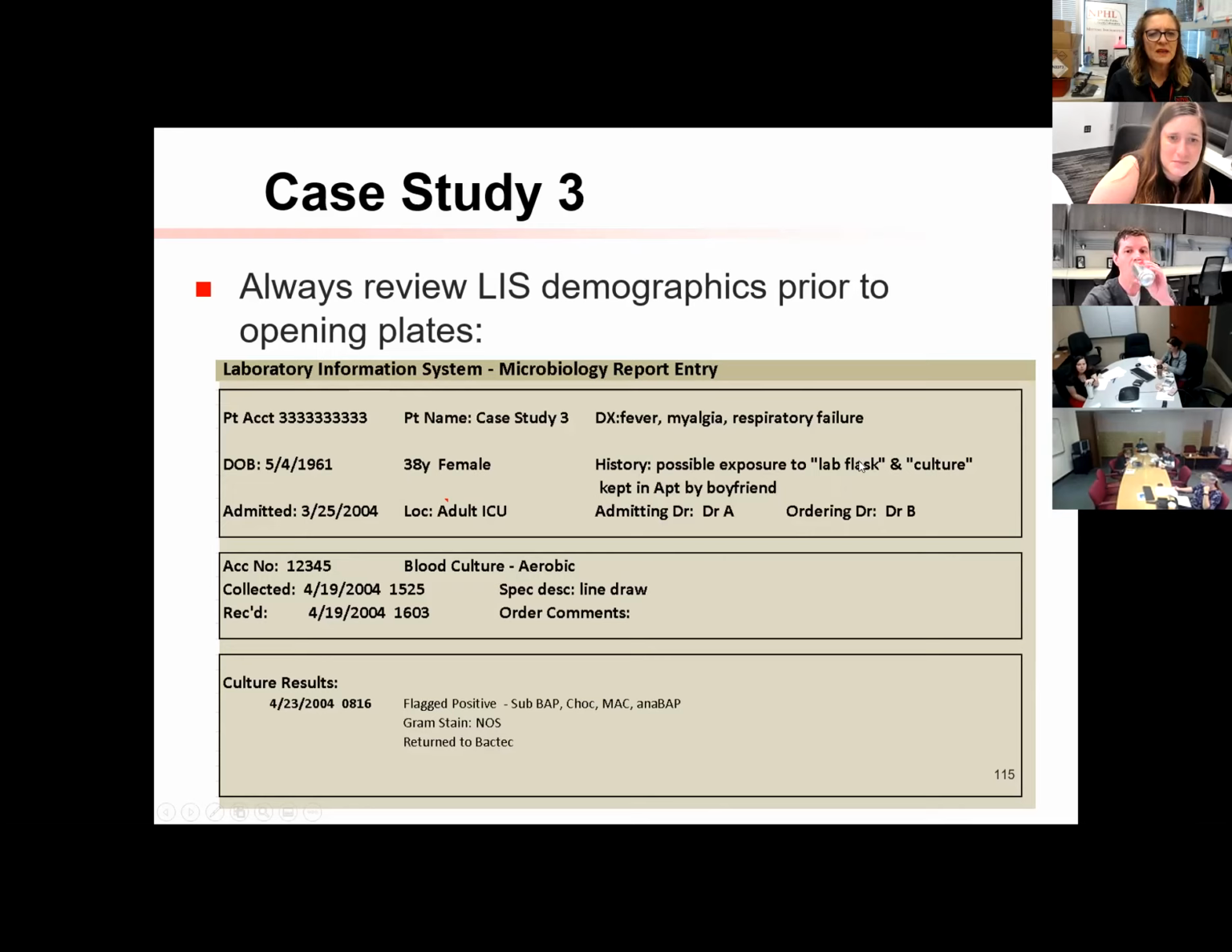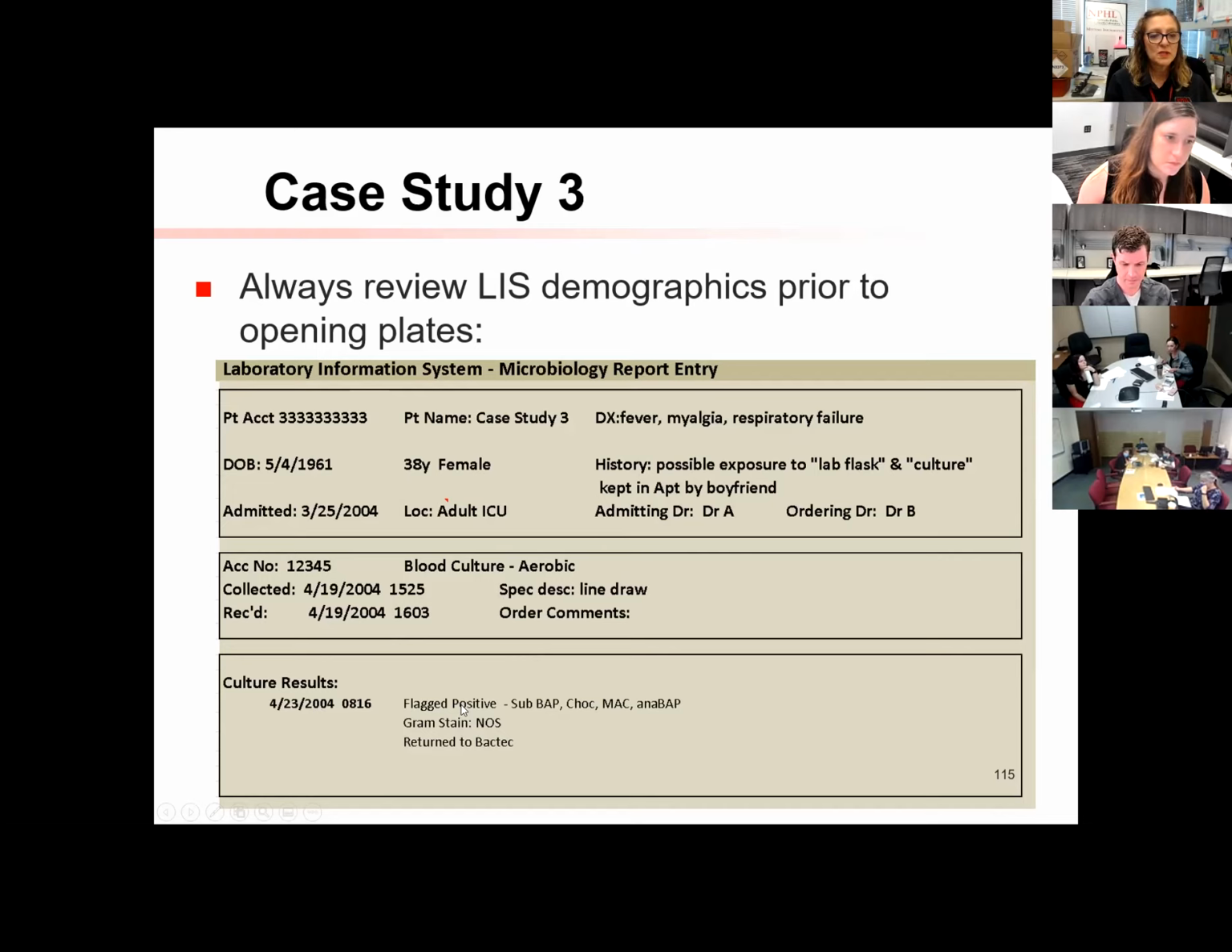I'm sure that these things were probably taken in for evidence when this person reported this. Okay, so we had an aerobic culture collected on the 19th, received in lab on the 19th.